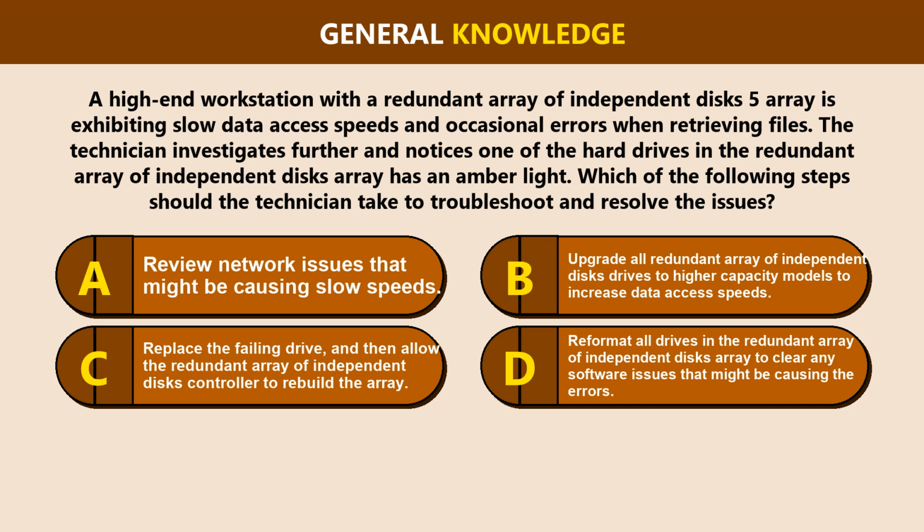Option A, review network issues that might be causing slow speeds. Option B, upgrade all redundant array of independent disks drives to higher capacity models to increase data access speeds. Option C, replace the failing drive, and then allow the redundant array of independent disks controller to rebuild the array. Option D, reformat all drives in the redundant array of independent disks array to clear any software issues that might be causing the errors. The correct answer is option C.